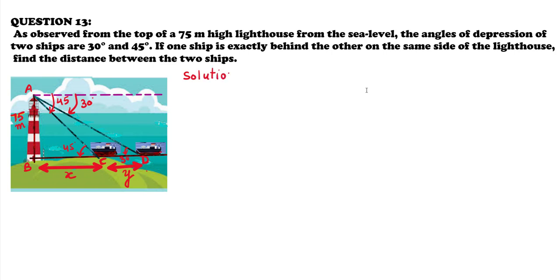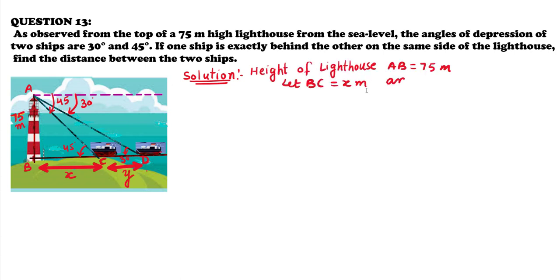So let the two ships be at points C and D, and let the height of the lighthouse be AB. The height of the lighthouse AB is equal to 75 meters. Now let BC be equal to X meters and CD be equal to Y meters. So first let us take triangle ABC.